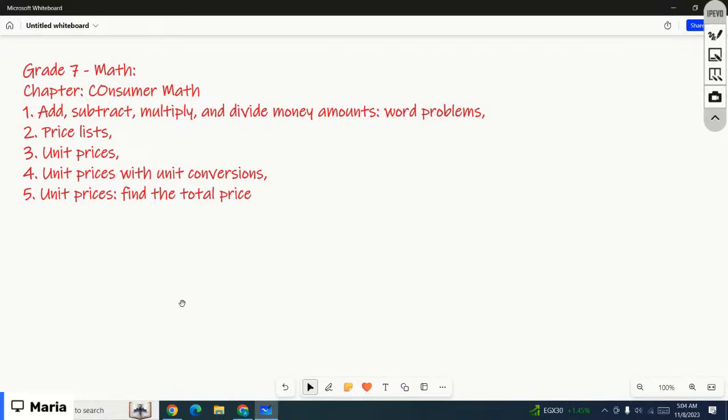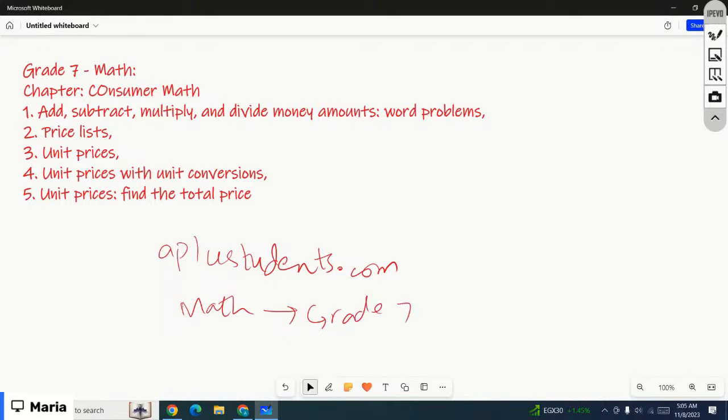We are here for grade 7 math. You can find all the lessons on aplusstudents.com. You have to log in there using your email address and password as provided by the administrator. Then you have to select math from the subject tab, scroll down to grade 7, and then click on view all lessons.